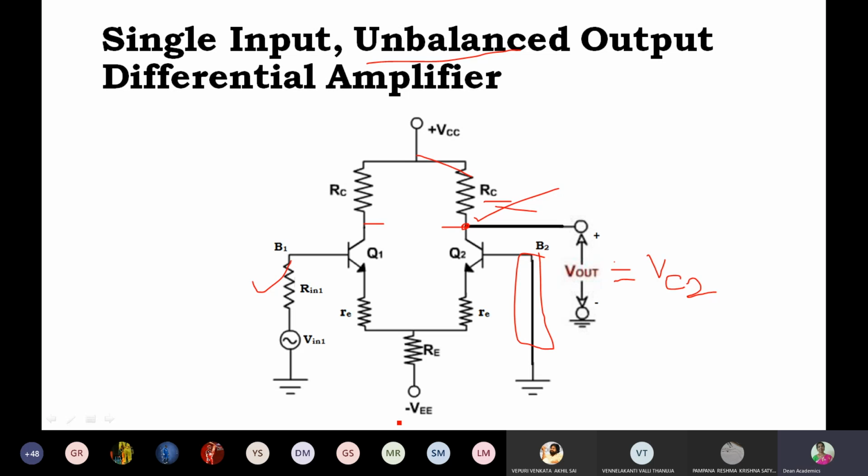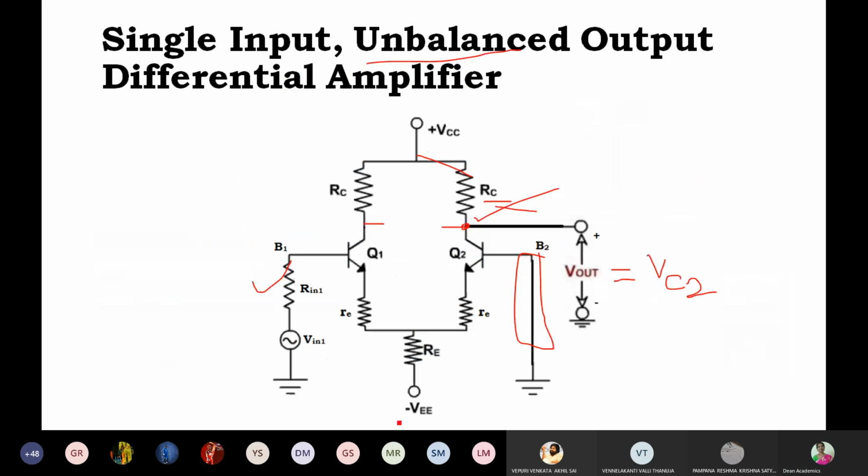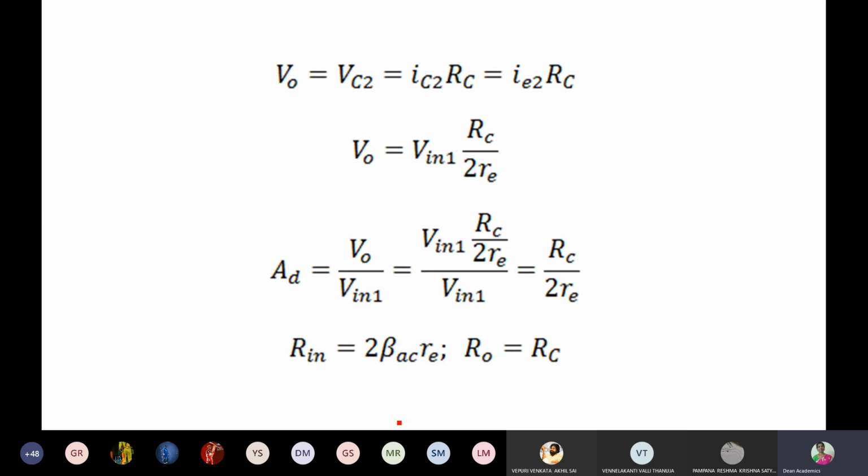Okay. Now, this is the circuit we have. This is the single input unbalanced output differential amplifier. For this, I need not explain anything because just now, in words, just by inspection, you people have expressed all these. V0 is equal to Vc2, which is equal to Ic2 Rc, which is equal to IE2 Rc.